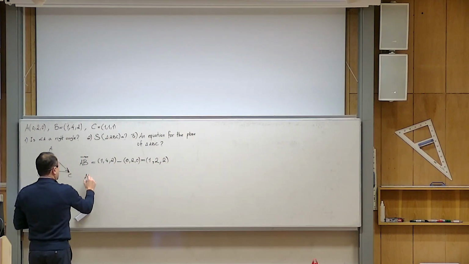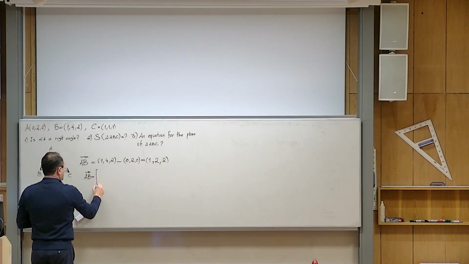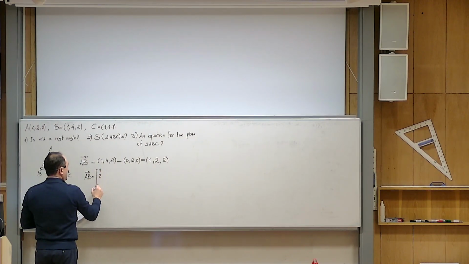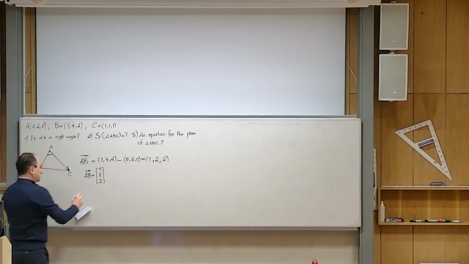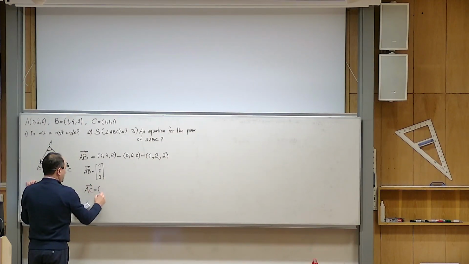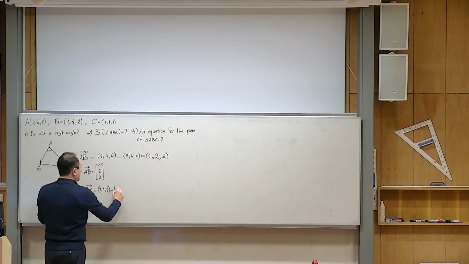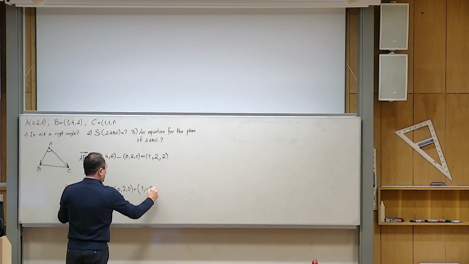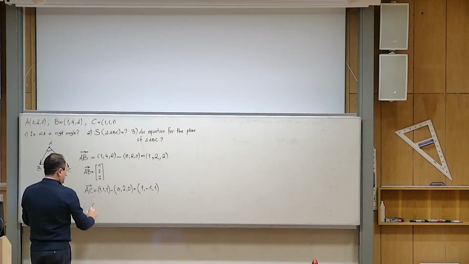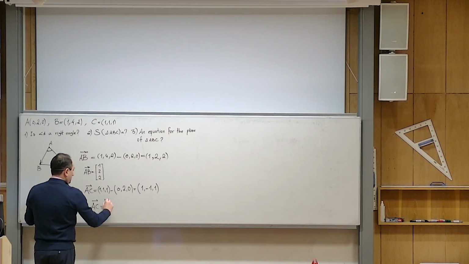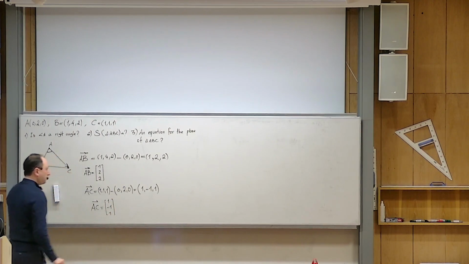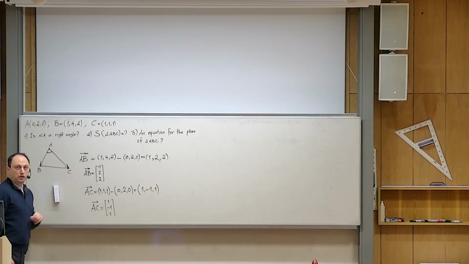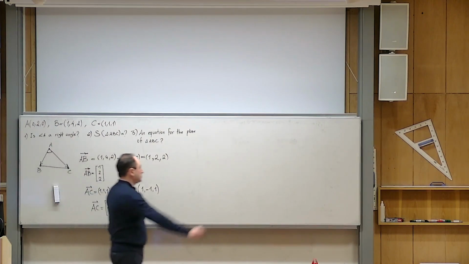Usually in the book, we write them in the column form. So this is my vector AB: 1, 1, and 2. And I do the same thing with vector AC. The final point here is C, which is 1, 1, and 1, minus A, which is 0, 2, and 0. And then what you get is 1, negative 1, and 1. In the column form, this becomes 1, minus 1, and 1. Now I need to dot product these two vectors to see if this is 0 or not.